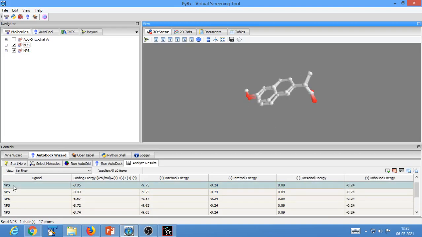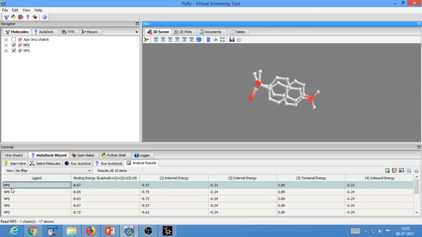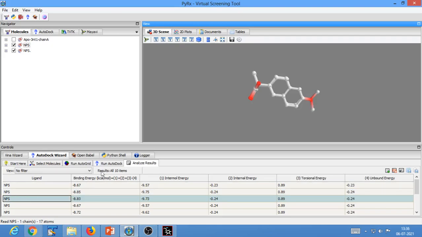Okay, so by comparing the structures of these poses with the experimental pose, what you would do is try to determine the RMSD between the experimental pose and the first pose, calculate the RMSD between the experimental pose and the second pose, and calculate the RMSD between the experimental pose and the third predicted pose. In this way you can compute the RMSD and then determine if the predicted pose is similar to my experimental pose or not.